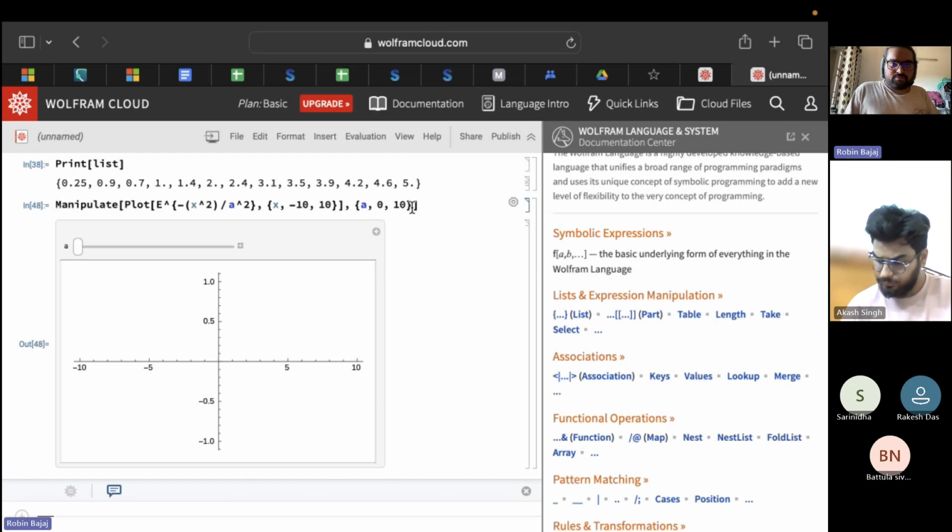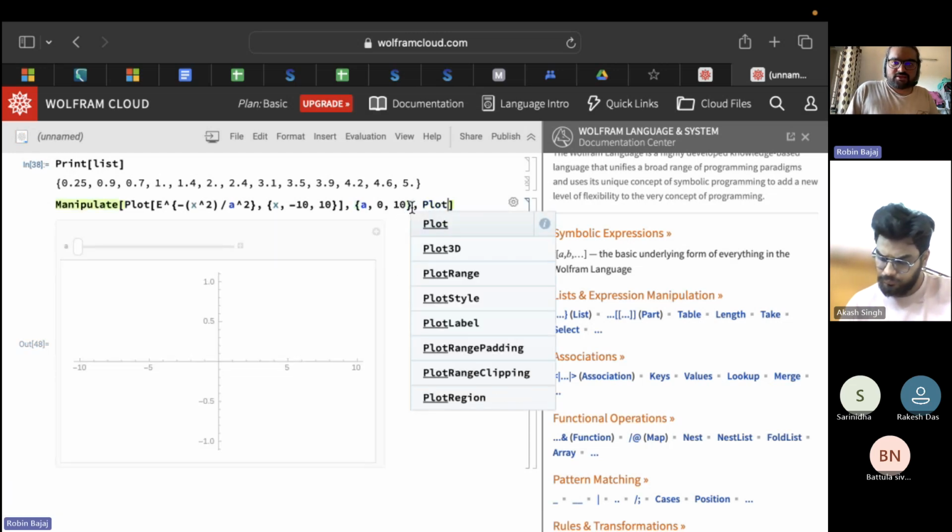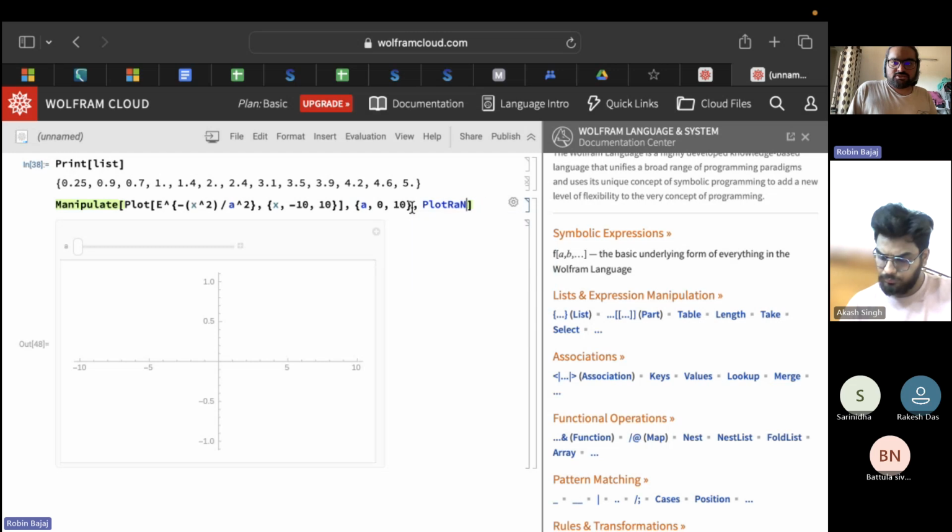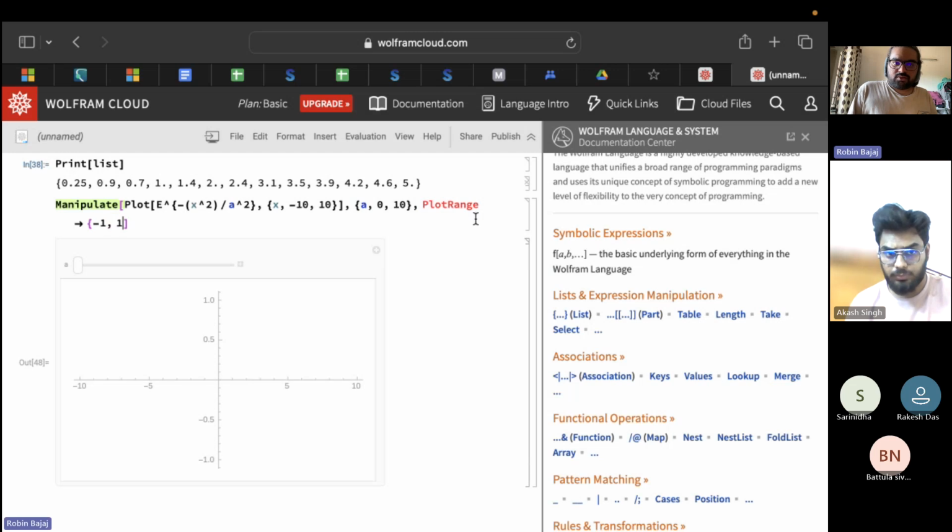Let us try plot range, whatever you were saying. Plot range, where from 1 to 1, right? Yes. Hmm. 1 comma 1.